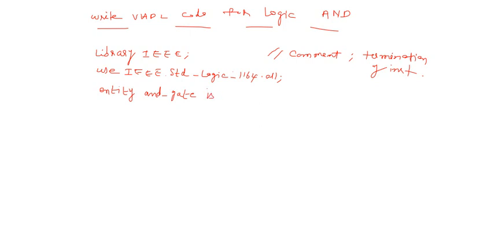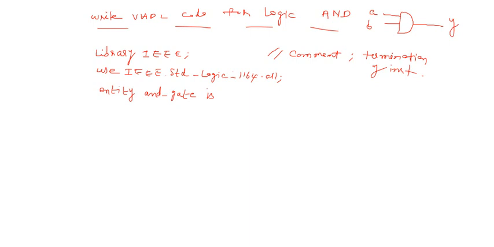So I have already told you, entities mainly deal with port information. What is the circuit diagram for a simple AND gate? This is the circuit diagram for a simple AND gate, with inputs A, B and Y as the output. Now I want to declare the port under my entity.